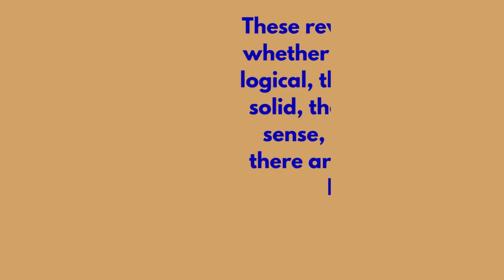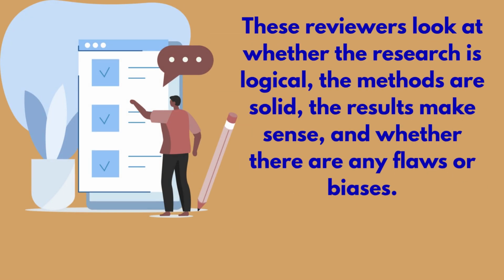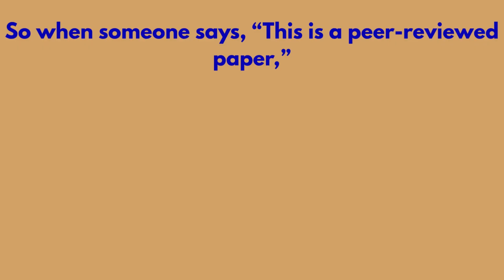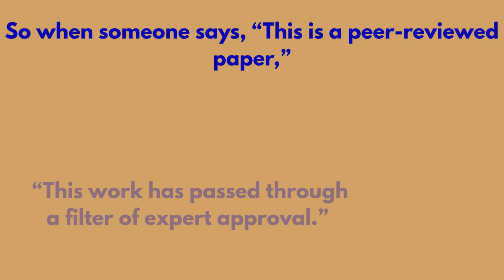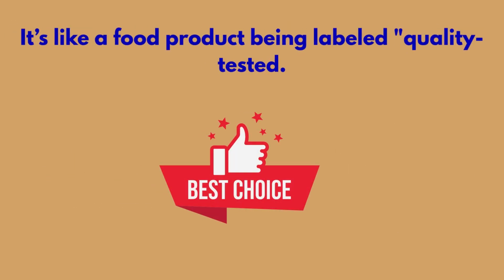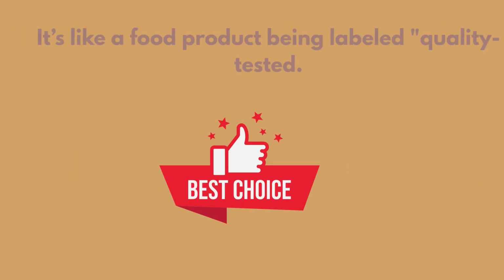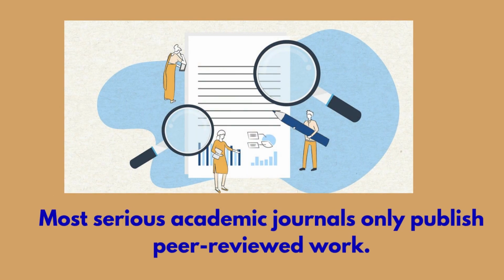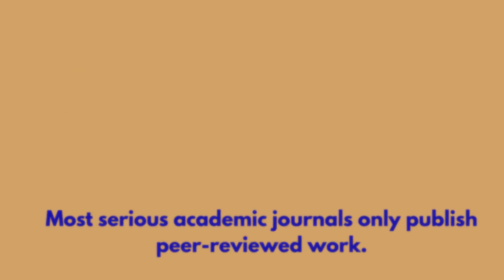These reviewers look at whether the research is logical, the methods are solid, the results make sense, and whether there are any flaws or biases. So when someone says, "This is a peer-reviewed paper," they are saying, this work has passed through a filter of expert approval. It's like a food product being labeled quality tested. Most serious academic journals only publish peer-reviewed work.